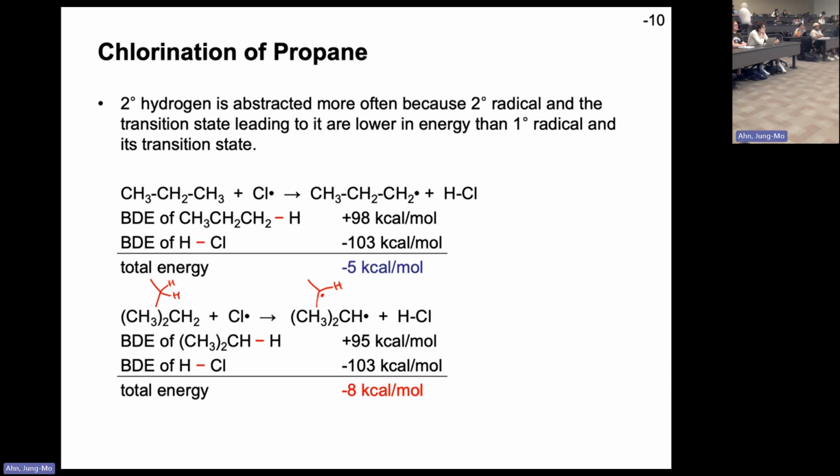For the one in the middle position, carbon number 2, it takes less energy, but it produces the same HCl. So if you do that, you find it's releasing more energy, negative 8 kilocalories. So this one is more exothermic than the other one. This one is more spontaneous than the other one. So that's why this happens more than the other one. That's kind of what we get.